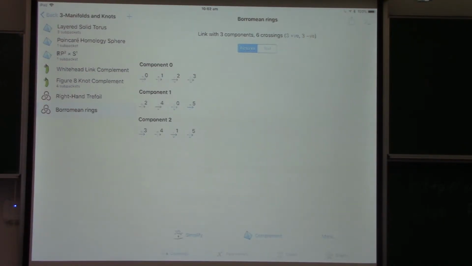So, where's the knot diagram? Sorry? Where's the knot diagram? Please submit a patch that draws the knot diagram. I'd be very happy for that. But at the moment, it's just giving you the combinatorics.